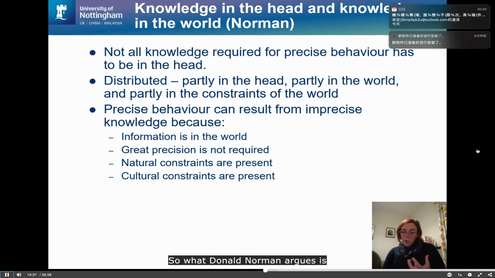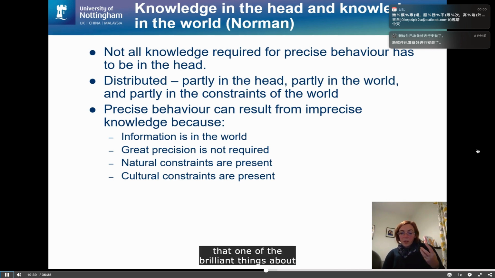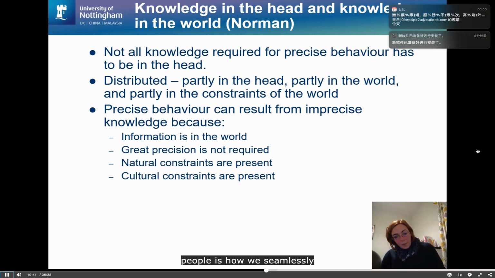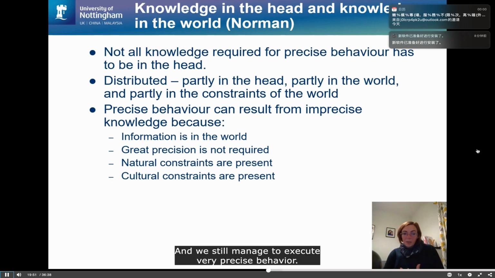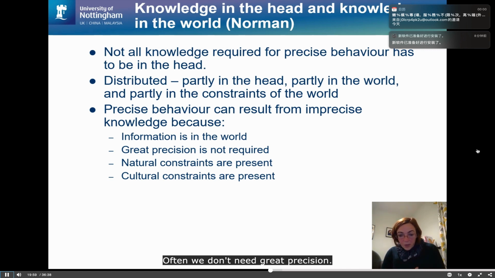So what Donald Norman argues is that one of the brilliant things about people is how we seamlessly work in partnership with knowledge in the world. We have knowledge in our head and we work with knowledge in the world. And we still manage to execute very precise behaviour. And this is because so much information is in the world. Often we don't need great precision.